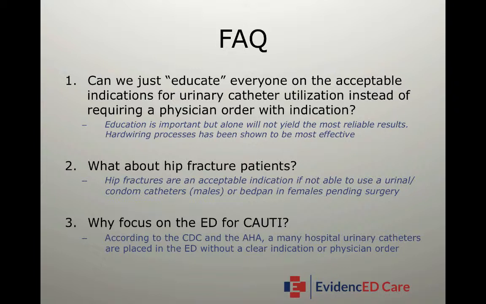We talked about hip fractures in patients. So yes, if a patient has a hip fracture and they can't use a bedpan and they can't use a urinal or a condom catheter, and they're having significant pain or instability of the fracture of the spine, pelvis, or hip, yes, they can use a Foley catheter. And then we talked about this as well. Why focus on the ED, and why does the AHA have a specific program for the ED? It is because so many catheters are actually placed in the emergency department, and retrospective reviews show that so many of them were done in the past without clear indication or physician orders.